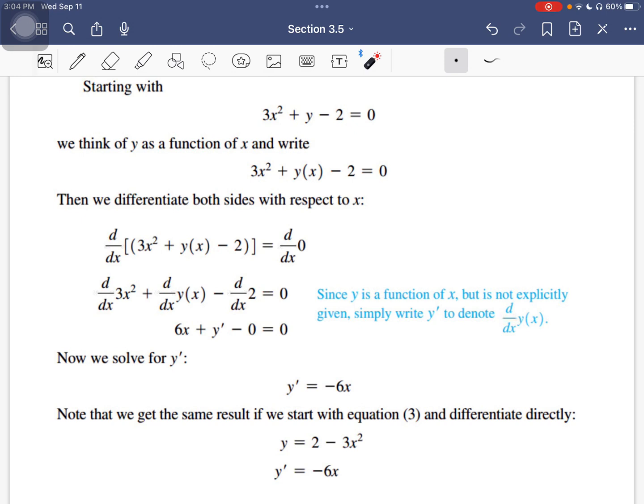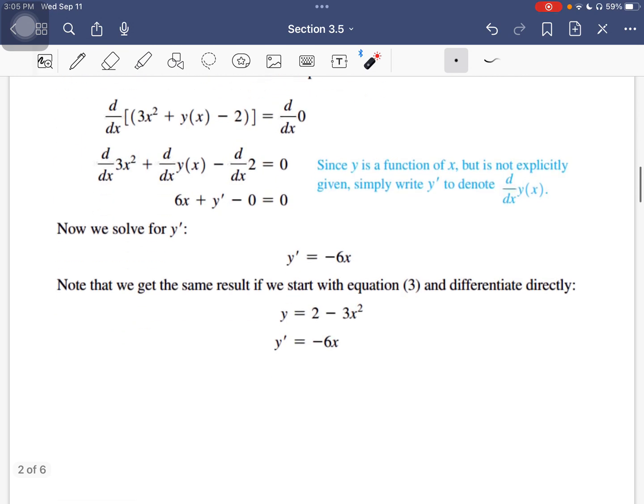So you might be wondering why we're interested in implicit differentiation and why can't we just solve for y like this every time? Well, sometimes there will be equations that are either difficult or maybe even impossible to solve for y in explicit terms of x. So in those cases, that's where implicit differentiation will be useful.